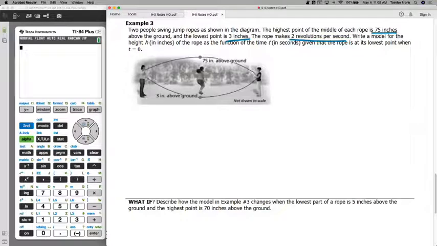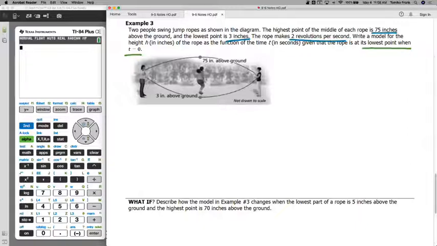We want to write a model for the height in inches of the rope as a function of the time t in seconds, given that the rope is at its lowest point when t is equal to 0. That is actually a really tricky way of telling us what type of trig function we're using: the rope is at its lowest point when t is equal to 0. So we'll come back to that. But we are asked to essentially write either sine or cosine. We're not told which one. So that's the first thing we're going to start with, figuring out what we're using here.